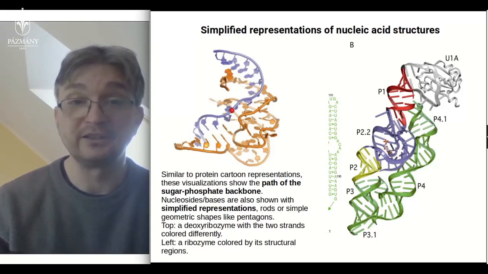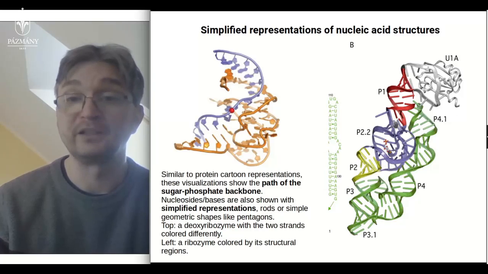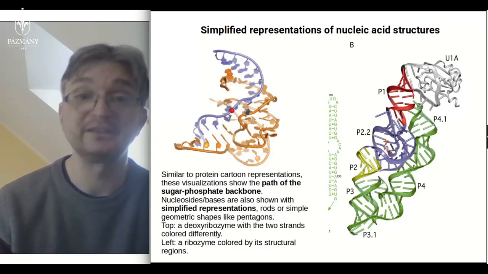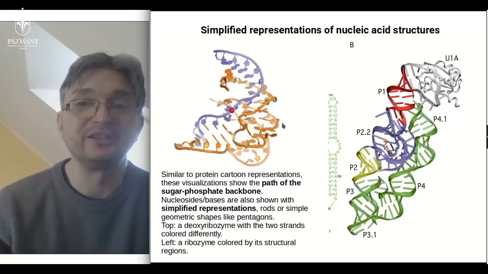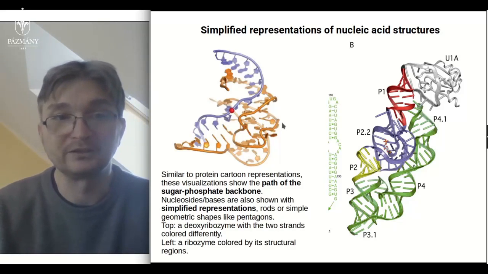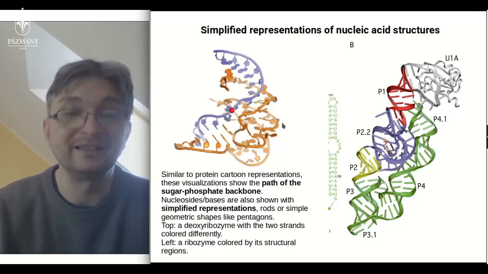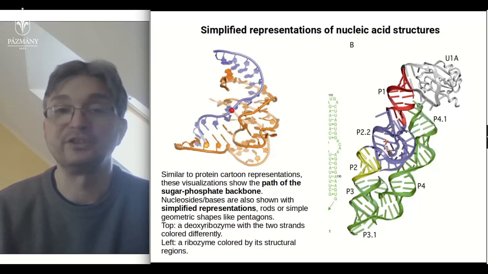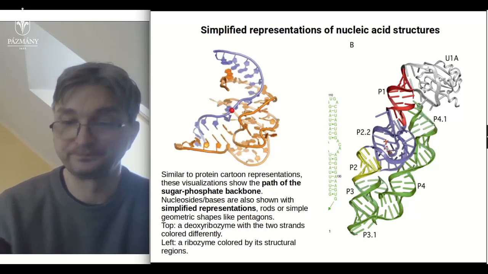Here the coloring is by chain, and here the coloring is by structural unit of the RNA. This is basically a DNA structure, which goes beyond the classical two-stranded helix. This is a DNA enzyme or deoxyribozyme which has catalytic activity.